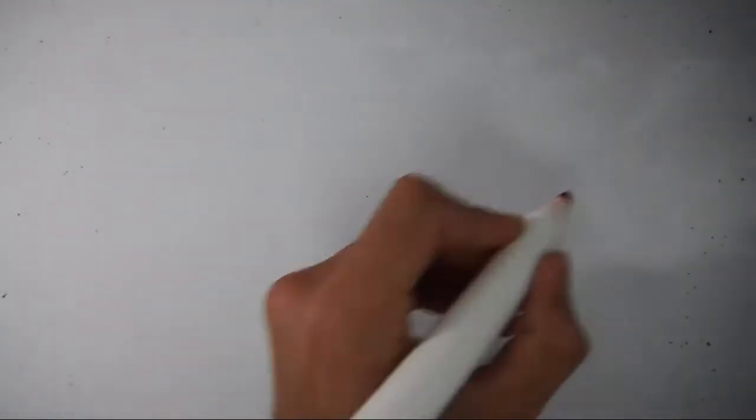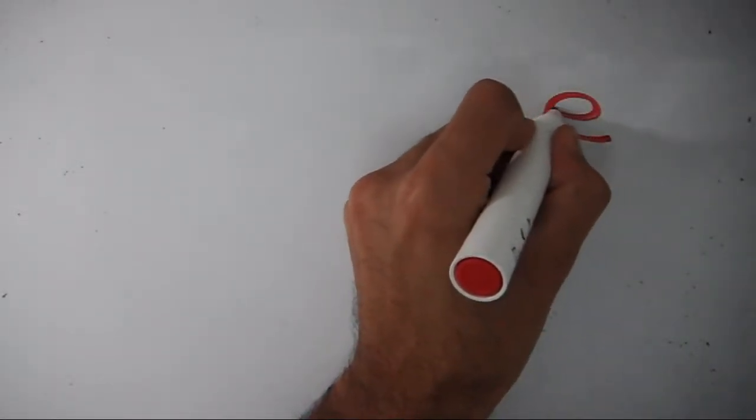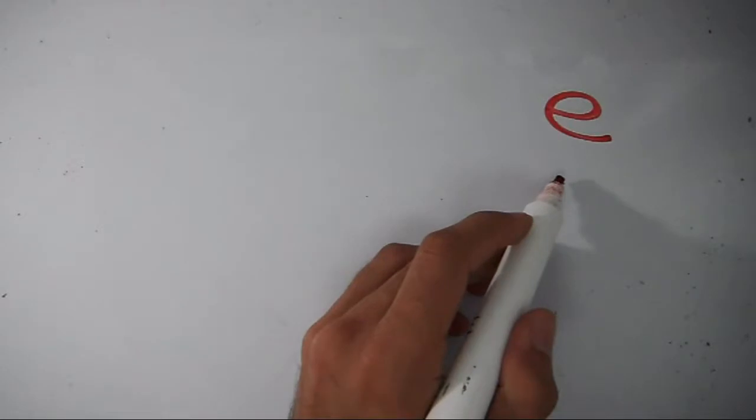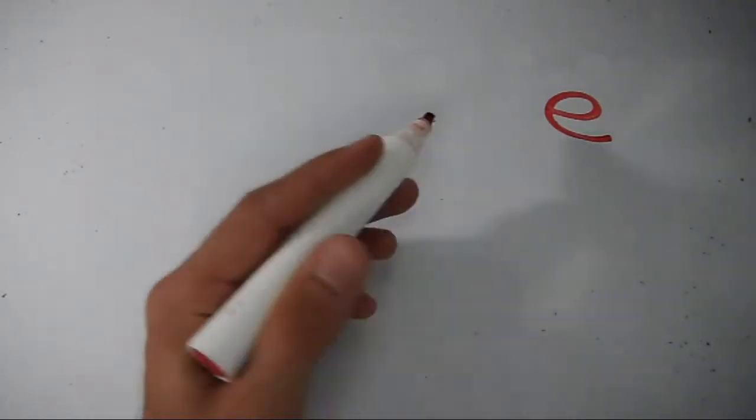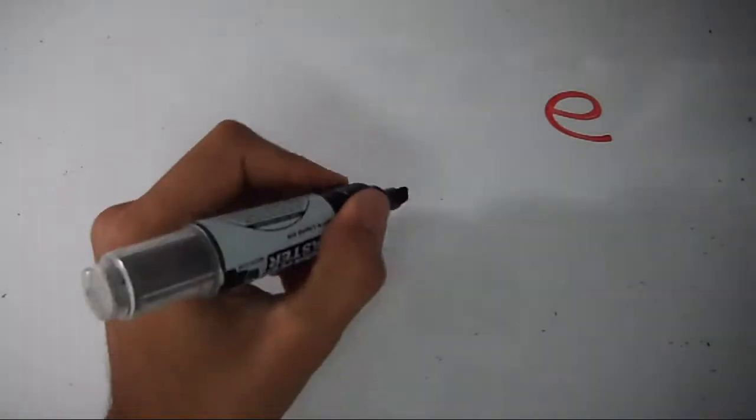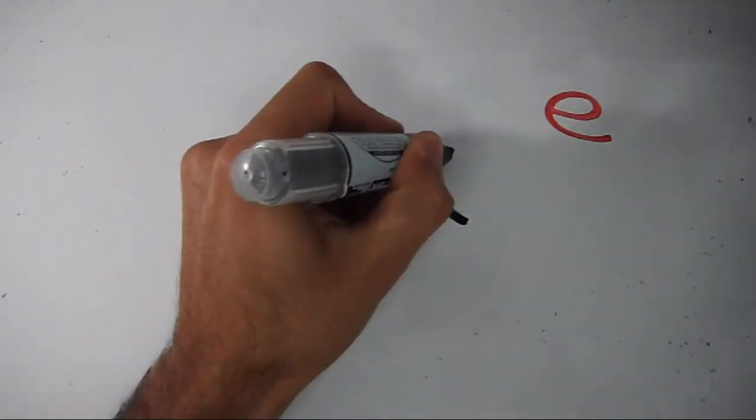Okay, the next pronunciation is E. E, like, for example, pet. Okay? Now, once again, the X's will be instead of Hebrew letters.